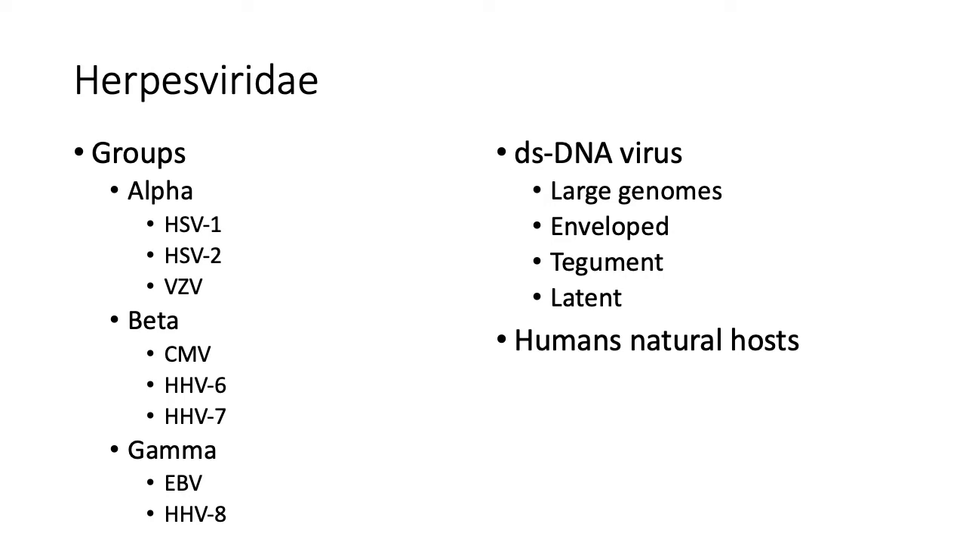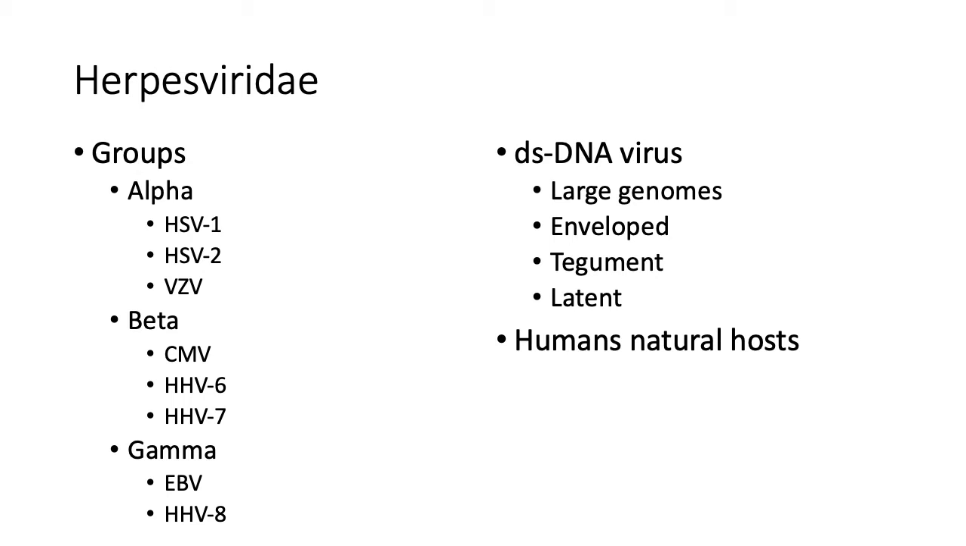Herpes viruses are divided into 3 groups: alpha, beta, and gamma. The alpha herpes viruses include herpes simplex virus types 1 and 2 and varicella zoster virus. The beta herpes viruses include cytomegalovirus and human herpes viruses 6 and 7. And finally, the gamma herpes viruses include the Epstein-Barr virus and human herpes virus type 8.